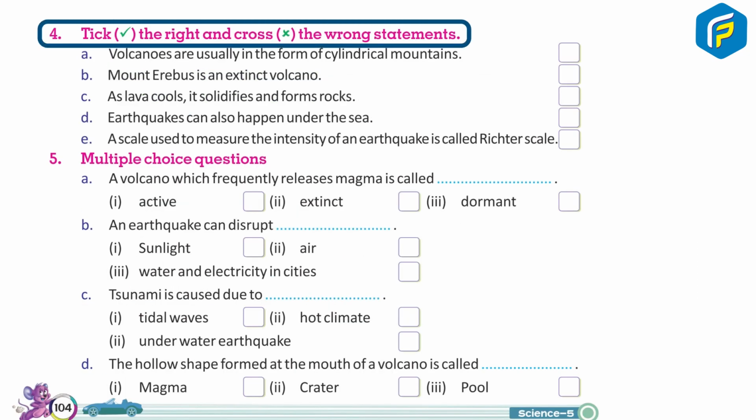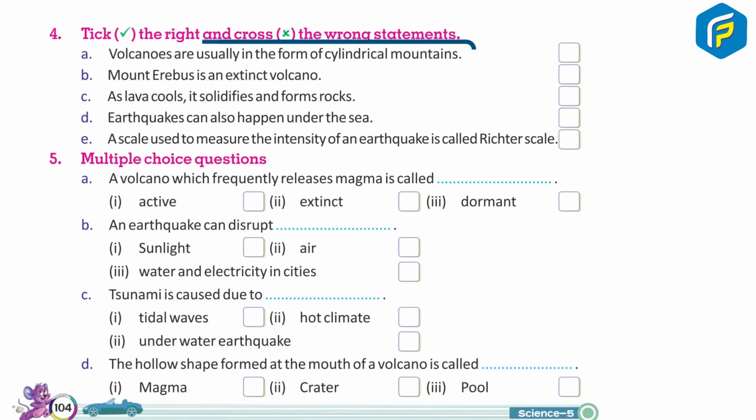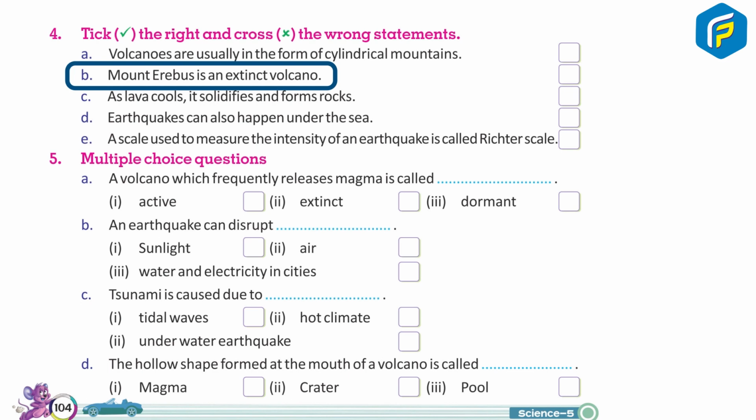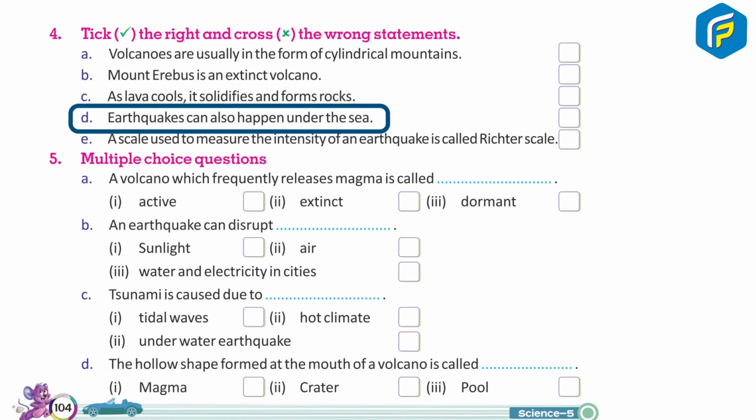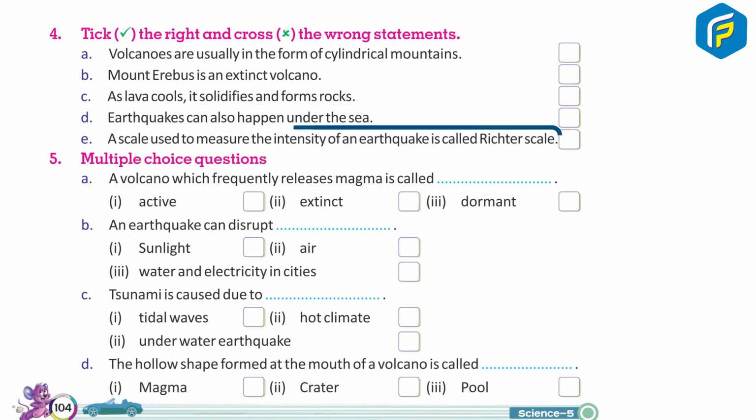4. Tick the right and cross the wrong statements. A. Volcanoes are usually in the form of cylindrical mountains. B. Mount Erebus is an extinct volcano. C. As lava cools, it solidifies and forms rocks. D. Earthquakes can also happen under the sea. E. A scale used to measure the intensity of an earthquake is called Richter scale.